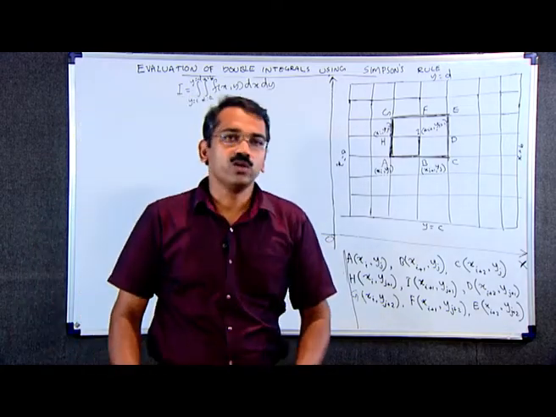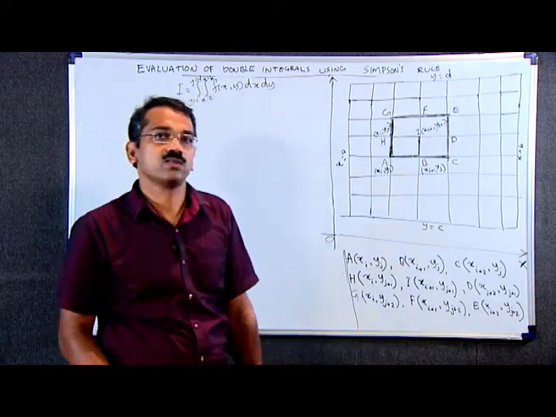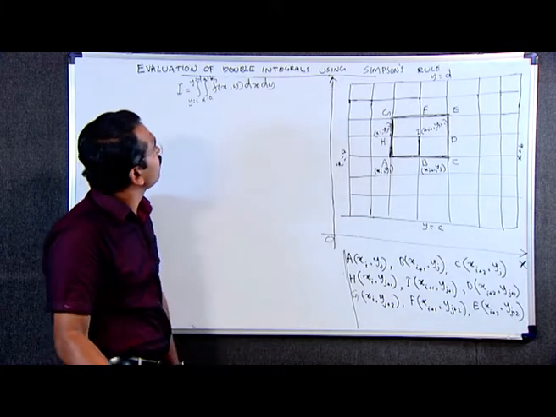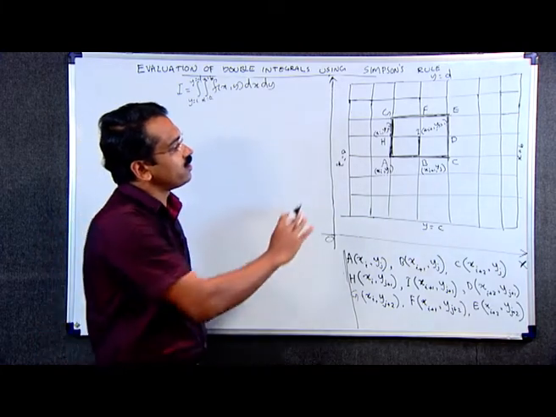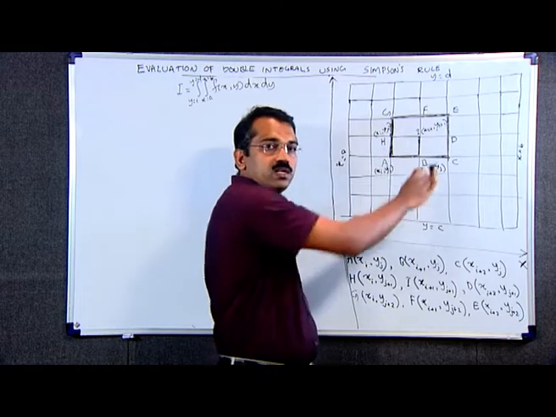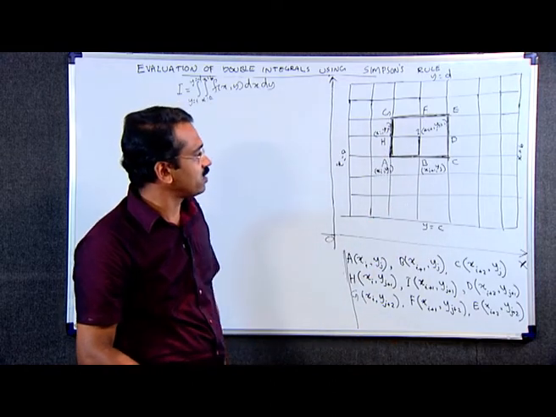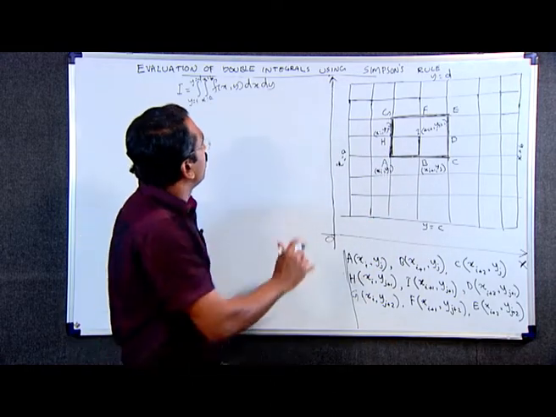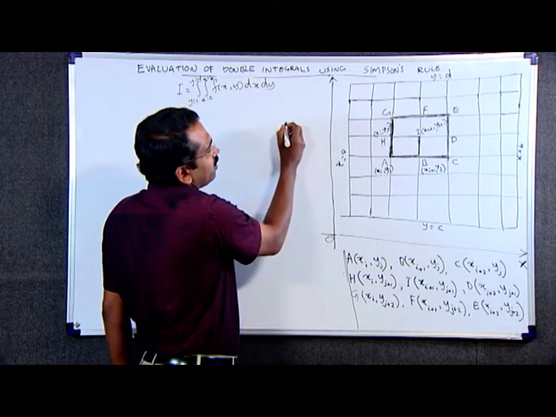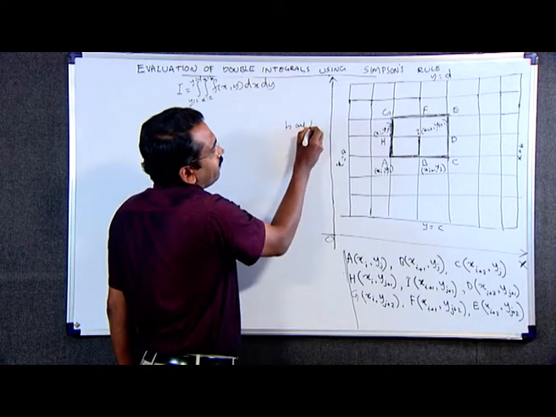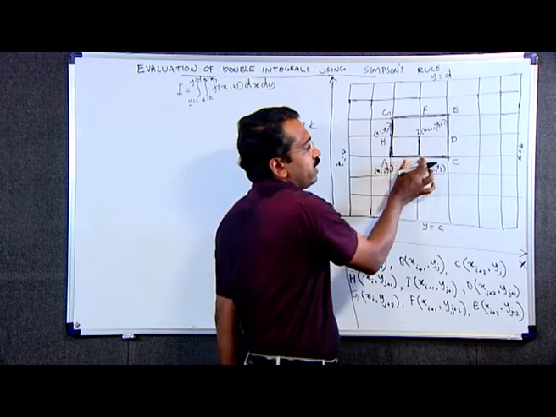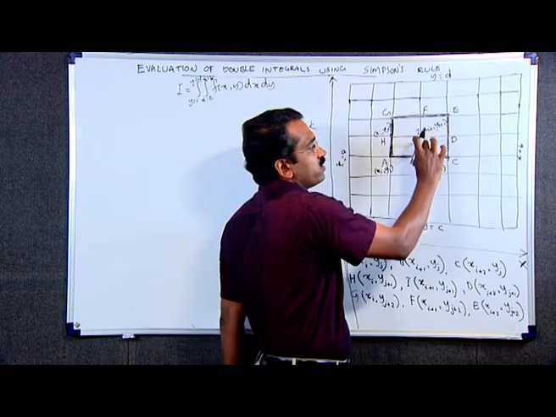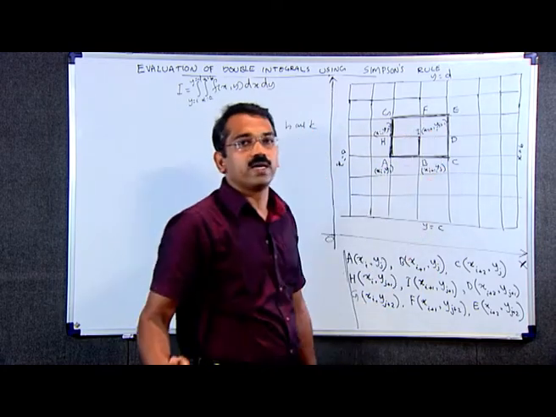Now, in order to apply Simpson's rule of integration, we divide this whole region of integration into small rectangles whose dimensions are h and k, that is, each of width h and height k.